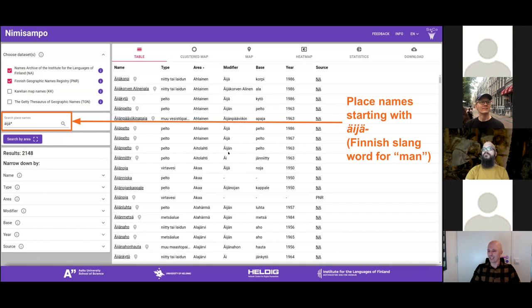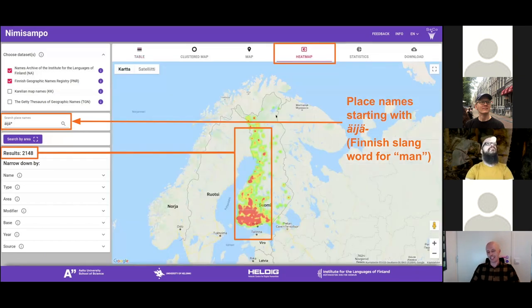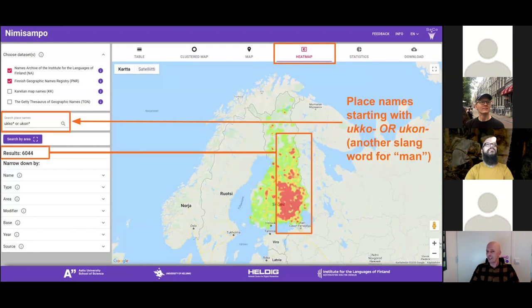Now I want to do some data analysis using the heat map result that's available here. Now I can see clearly that the 2000 search results are concentrated in Western Finland. Then if I do another search, now I use the word ukko, which is another slang word for man, and I get a little bit over 6,000 results. Now the heat map tab is on and I can see a clear distinction: these place names are concentrated in the eastern part of Finland, which is of course due to the different dialectal regions in Finland.